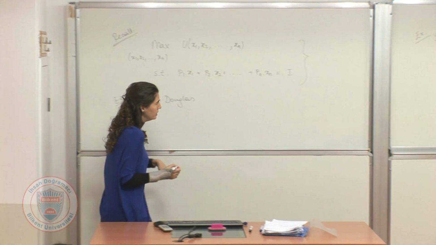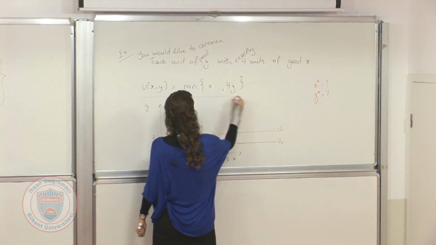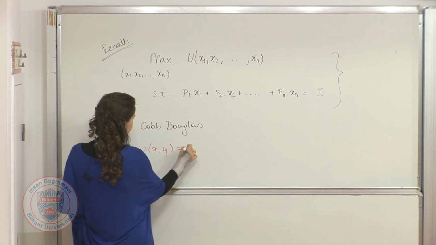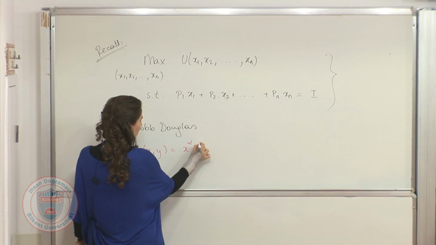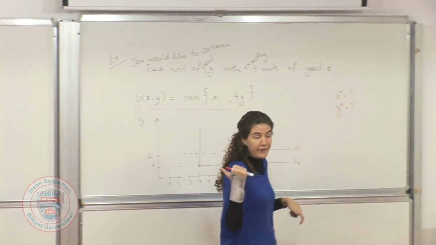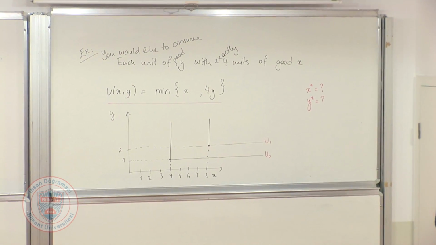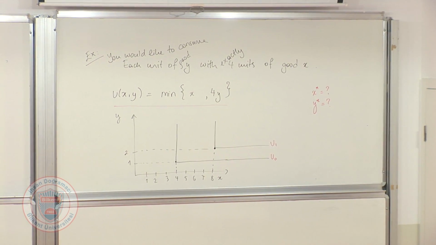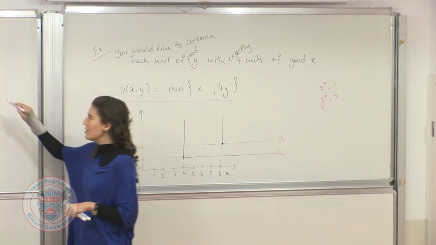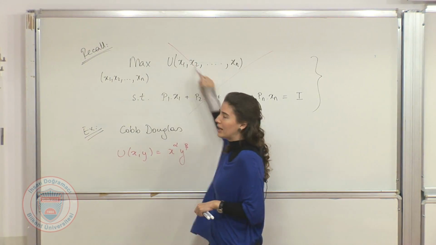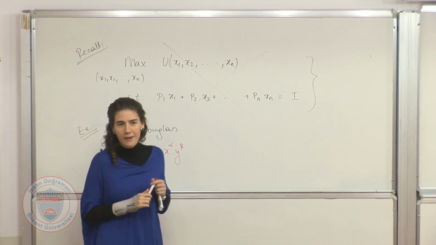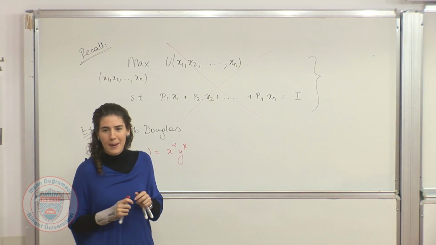This utility function is not like Cobb-Douglas. Cobb-Douglas was nice, something like u(x, y) = x to the power alpha, y to the power beta, and that was differentiable. We could take derivatives there. Here, we cannot take derivatives. So how are we going to solve this problem? In this case, the Lagrangian is not an option. So what should we do?